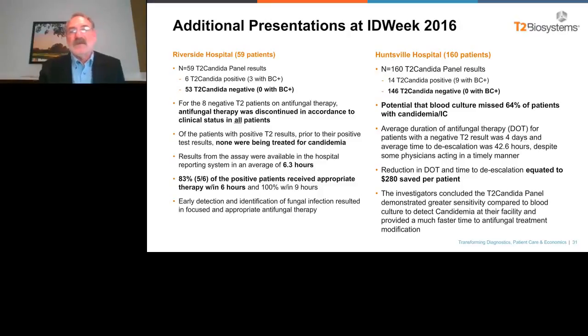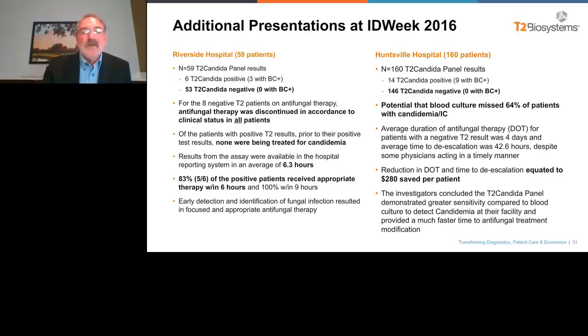Additional presentations at ID Week come from 2 other hospitals, Riverside Hospital and Huntsville Hospital. Riverside in California and Huntsville in Alabama. Riverside had 59 patients. 6 were T2Candida positive. 3 of them had positive blood cultures. And they had 53 T2Candida negative patients. None of them had positive blood cultures. There were 8 of those 53 negative patients that were on antifungal therapy, and that was discontinued based on the T2 result and the clinical status in those 8 patients.